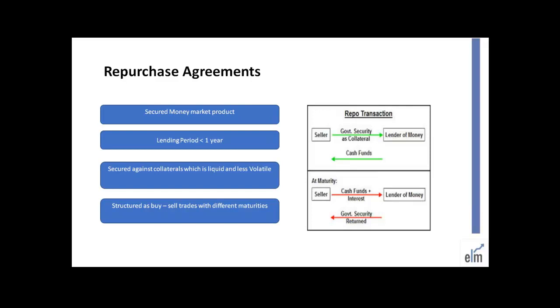As we can also see in this diagram, first the seller sells a government security as collateral and receives cash from the lender of the money. At maturity, the seller repays the cash fund which he had borrowed, inclusive of interest, and the lender returns the government security, the T-bill or sovereign bond, to the seller, which was used as collateral for entering into the repurchase agreement.